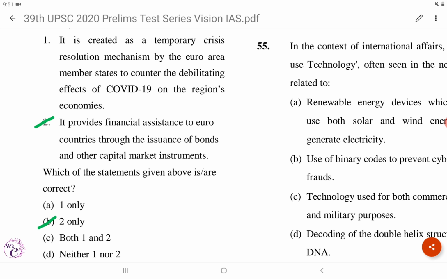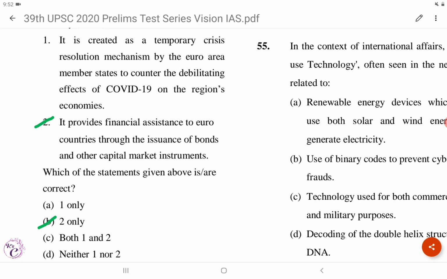The EFSF offered financial assistance to euro area countries in need in this context, provided they committed to undertaking certain reforms aimed at preventing the recurrence of similar crises. This assistance was financed through the issuance of EFSF bonds and other capital market instruments. Hence, statement 2 is correct. The EFSF does not provide any further financial assistance as this task is now performed solely by the ESM.